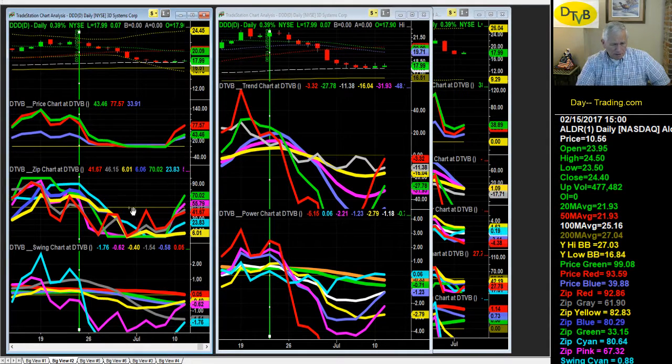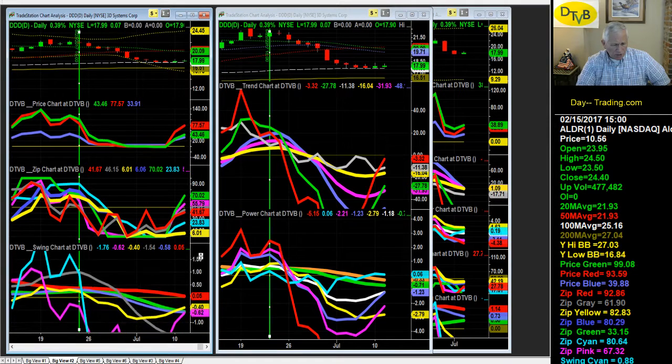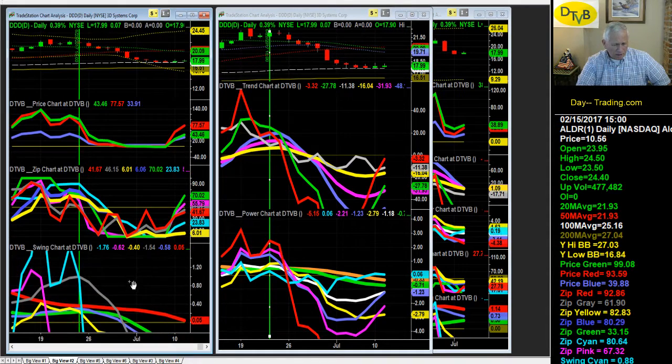And then you don't know this yet, but you're on the peak of the swing gray line, which is the deep cycle indicator. So we know that the high cycle has been reached right here, and will be going down the next day.